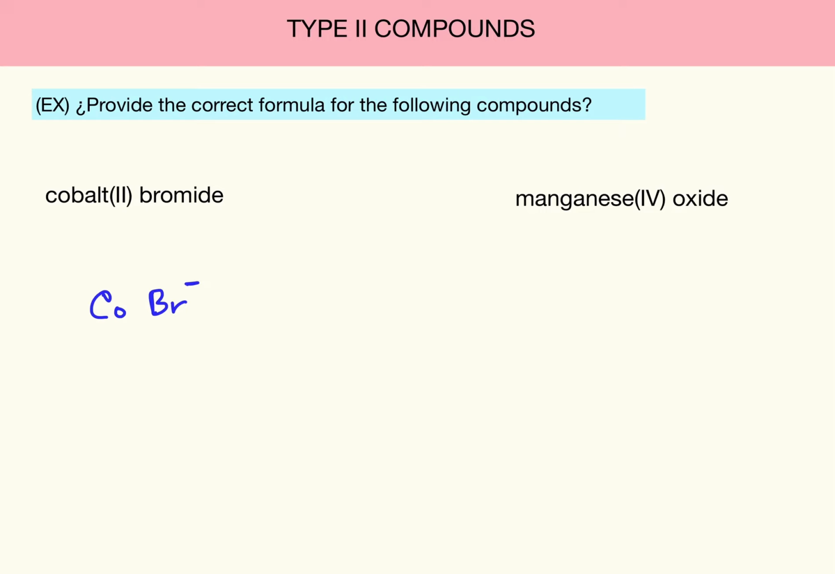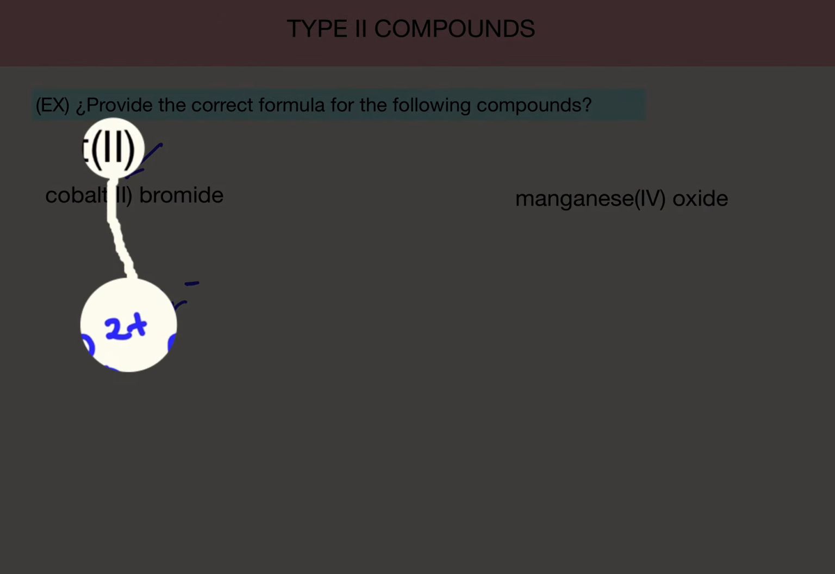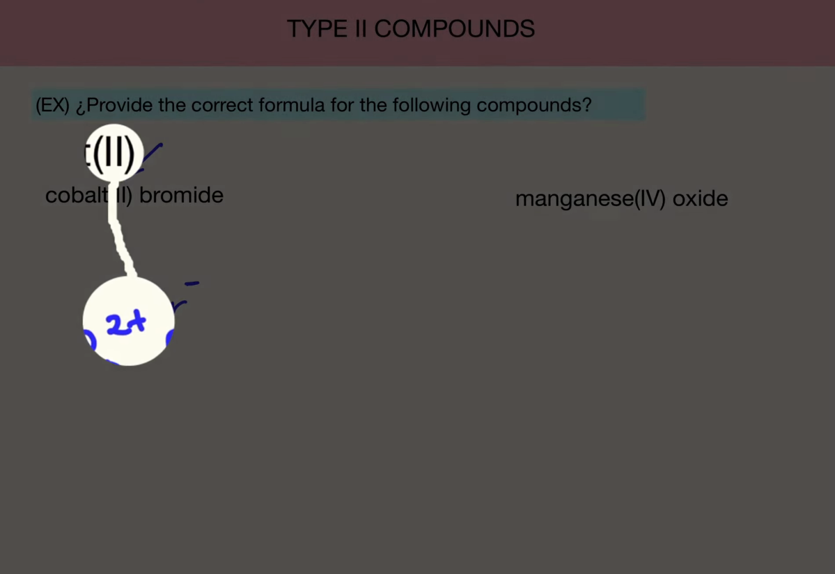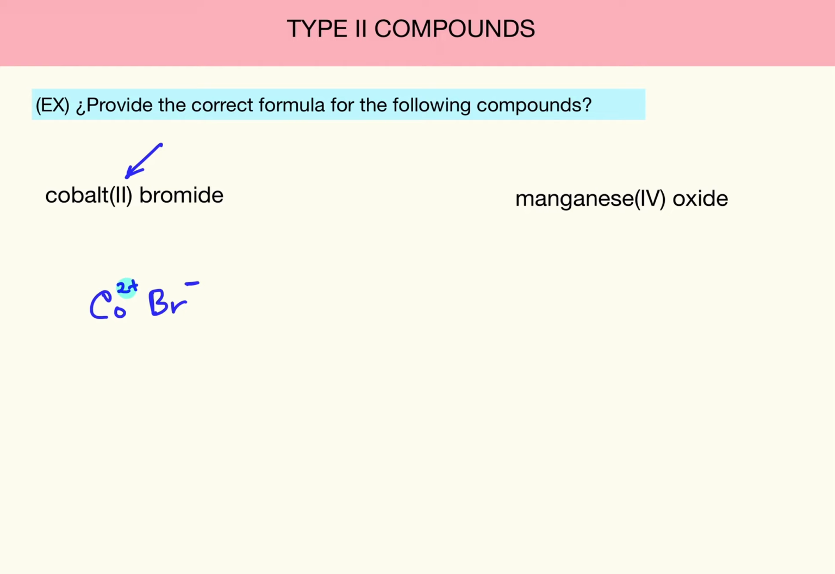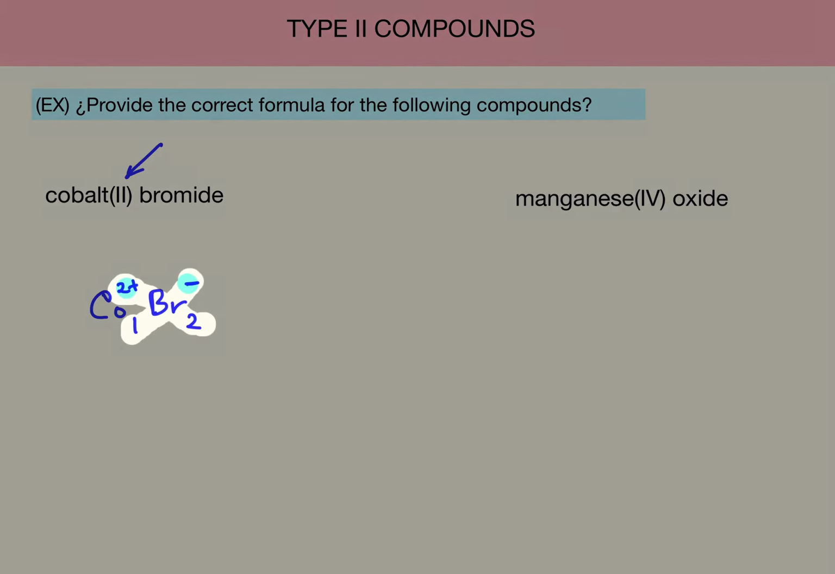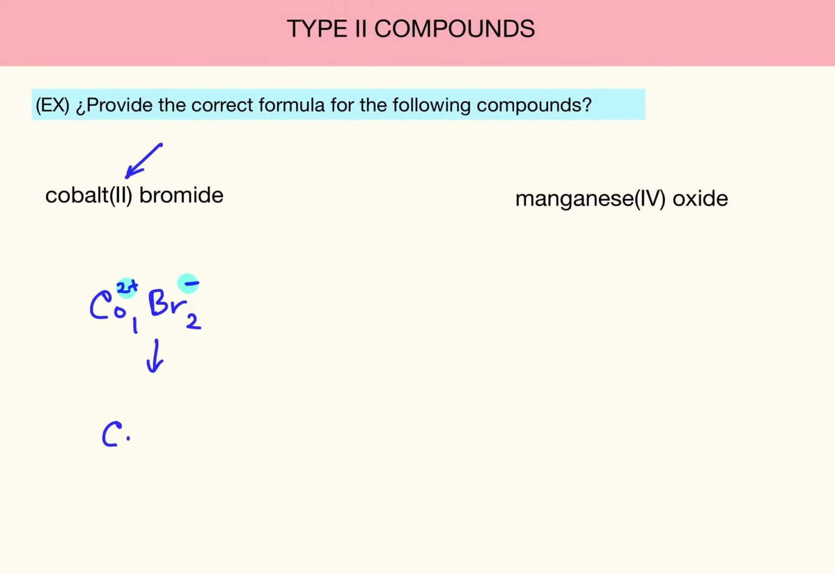What is the charge on a cobalt? It's a type 2 metal. Oh, wait a minute. It gave that to me in the name, so I know this is 2+. Now all I need to do is make it charge neutral. I see one of the charges is even and one is odd, so I'm just going to use cross multiply. The 1 for bromine goes underneath my cobalt. The 2 from cobalt goes underneath my bromine as the subscript. And then I clean that up, get rid of subscripts of 1 and get rid of my charges. And there is cobalt(II) bromide, CoBr2.